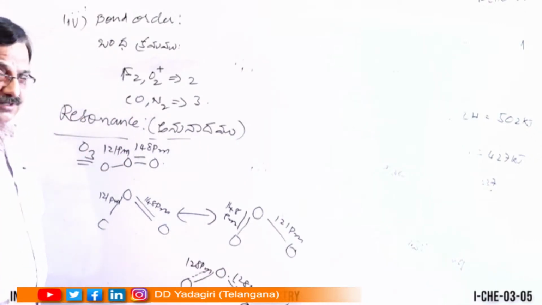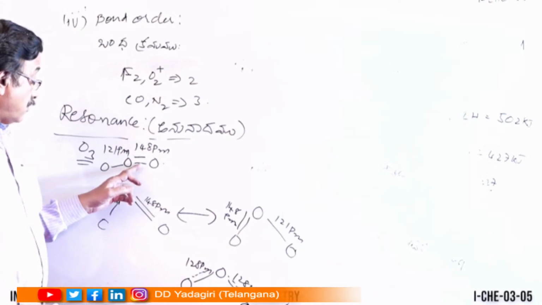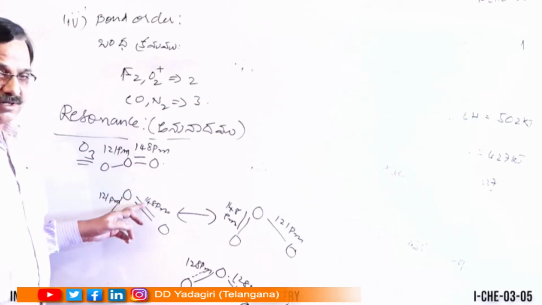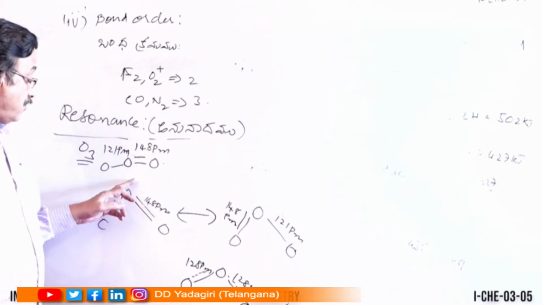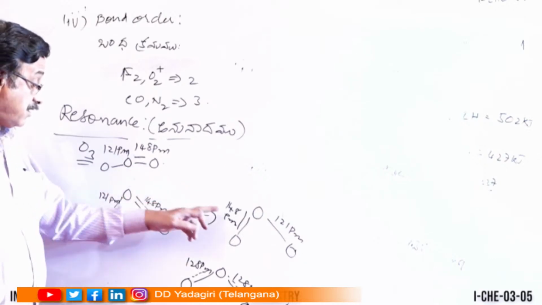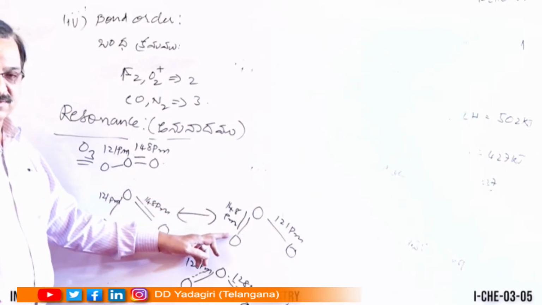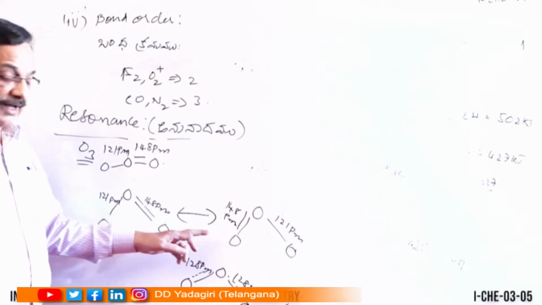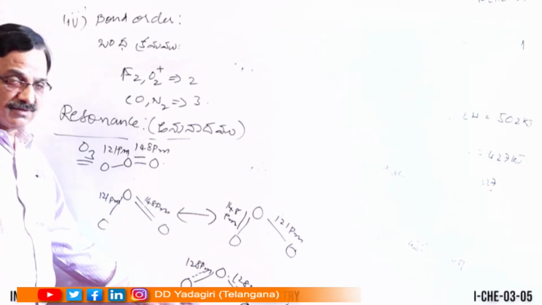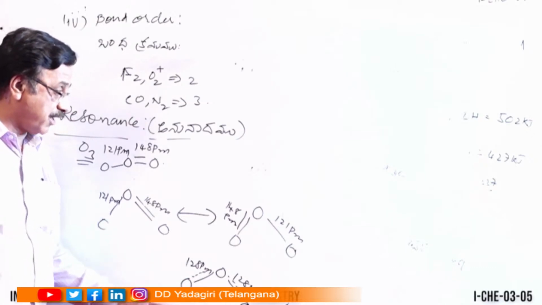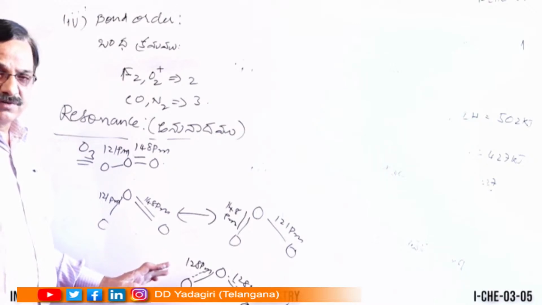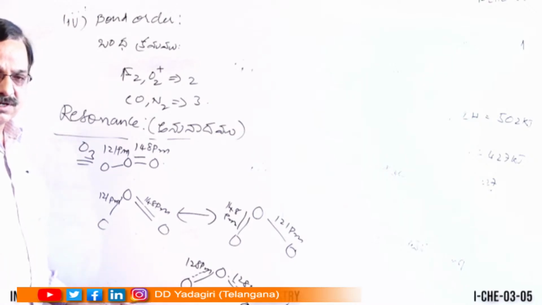So this indicates that the double bond is shifting its position continuously. So we take the other structure also, with the double bond on this side, the left-hand side. The exact structure is in between these two, and this structure will explain all the properties of ozone, right?